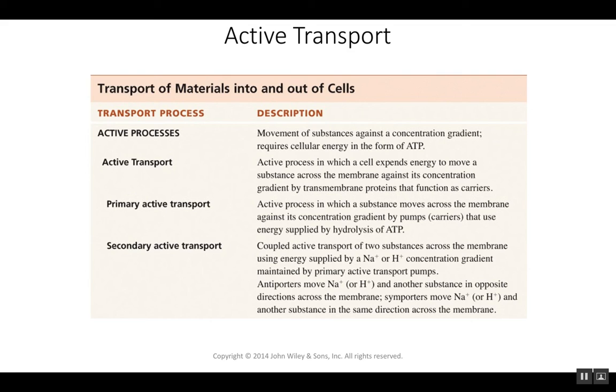Here's a review of active transport. It's just a table. You can read through it on your own. I would definitely study and understand the basic idea here for all these mechanisms is they require energy to move that molecule against their concentration gradient. That's another way of saying moving from low to high concentration. It takes energy to do that.